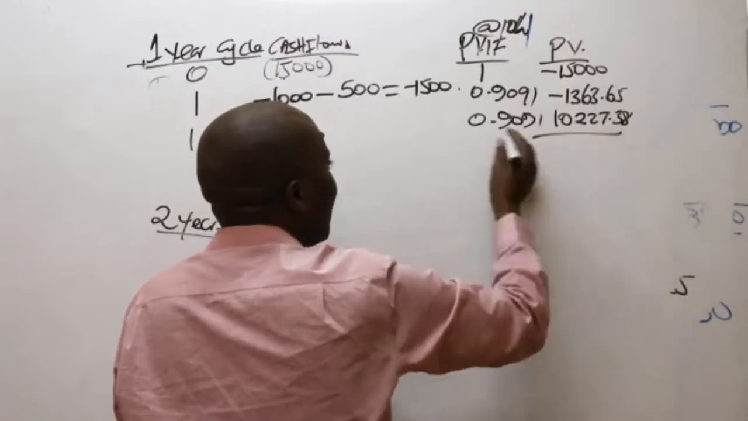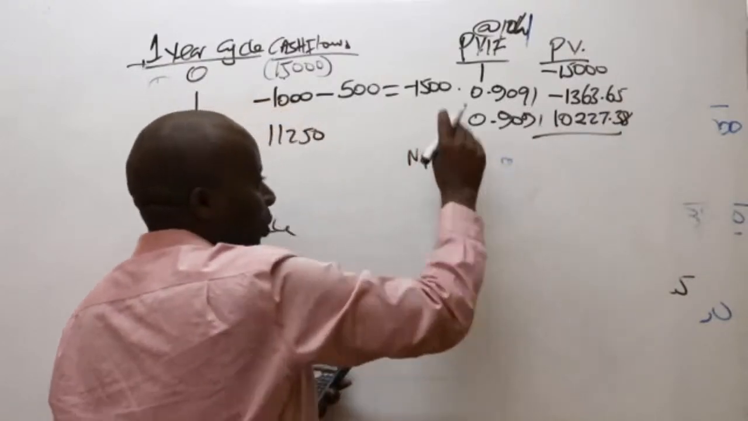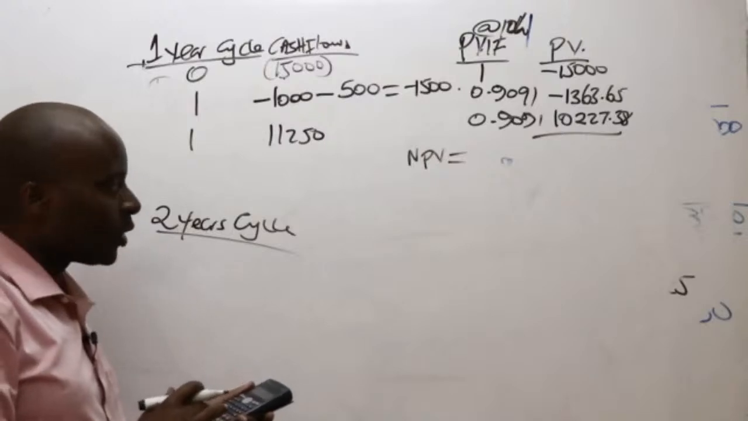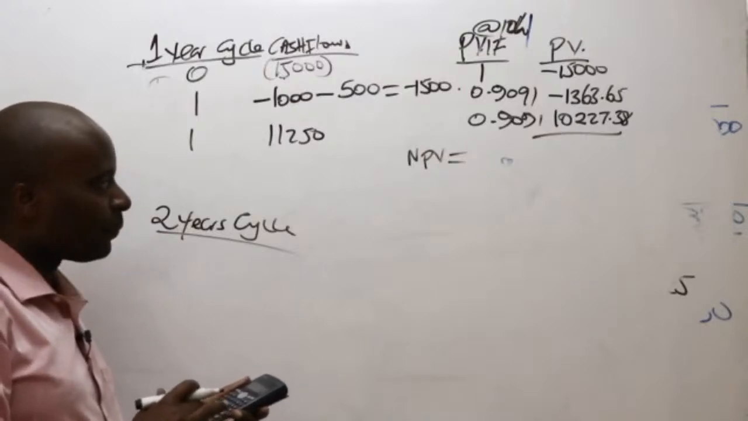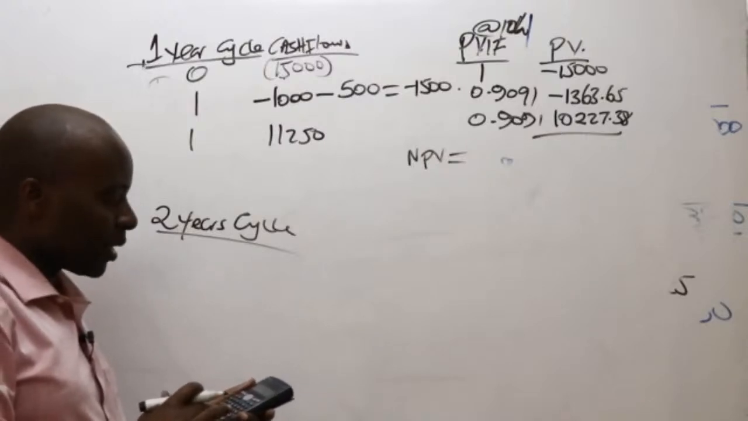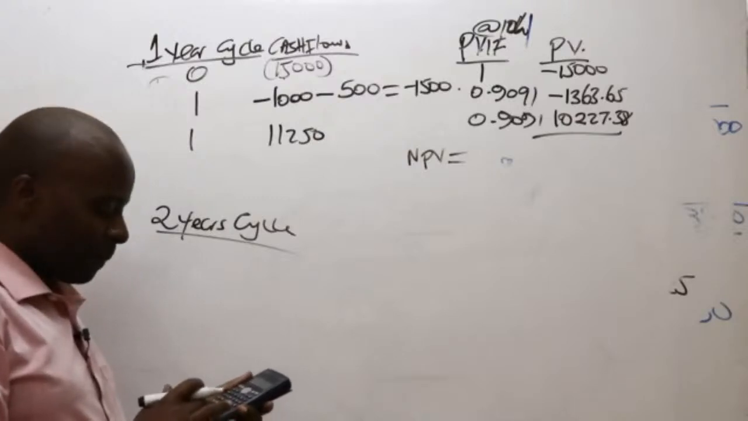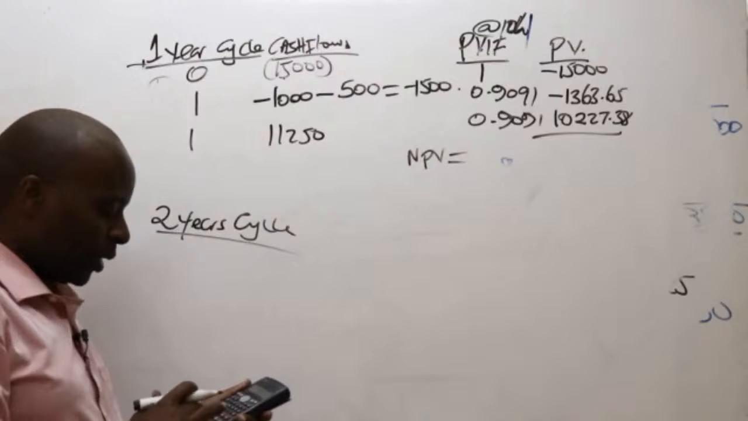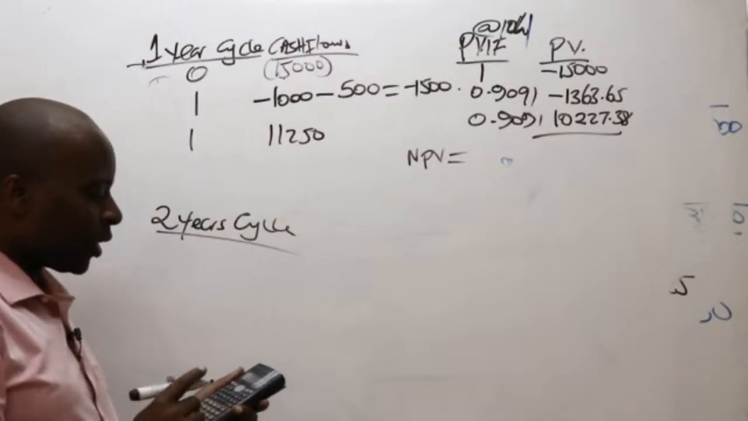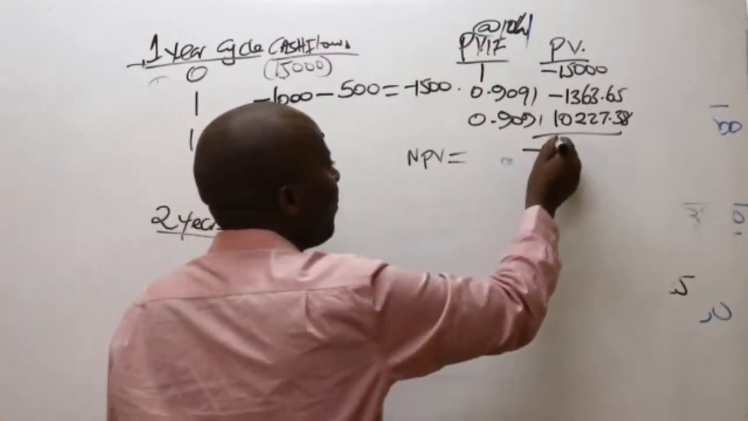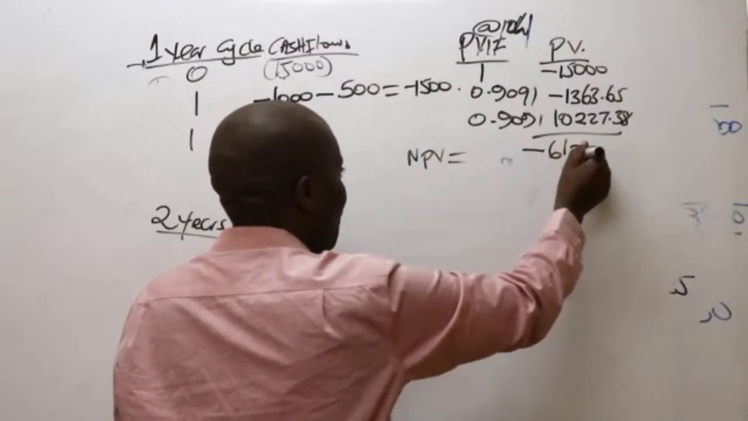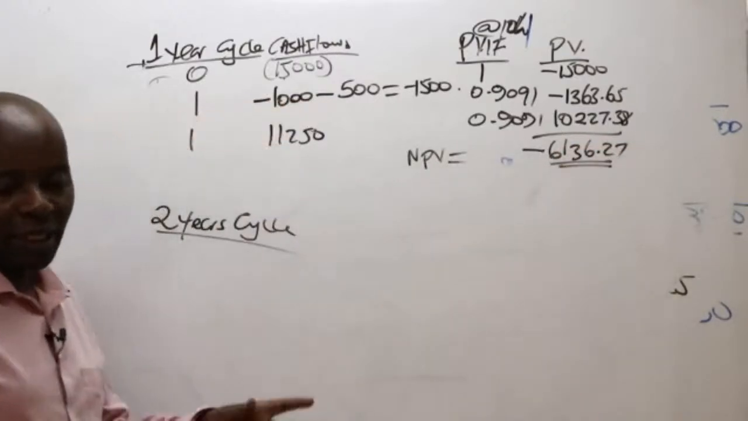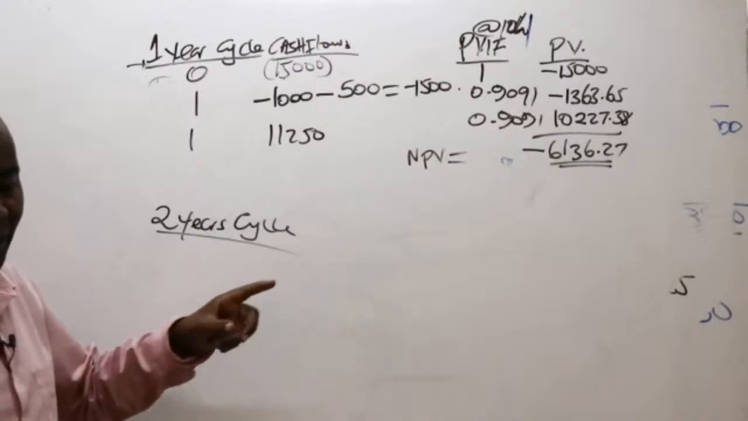I'm interested in the net present value. Once you add everything there, you should be able to get the net present value, which would be minus 15,000 minus 1,363.65 plus 10,227.38, which will end up giving us minus 6,136.27. If I'm correct, that is the figure that I should be getting.